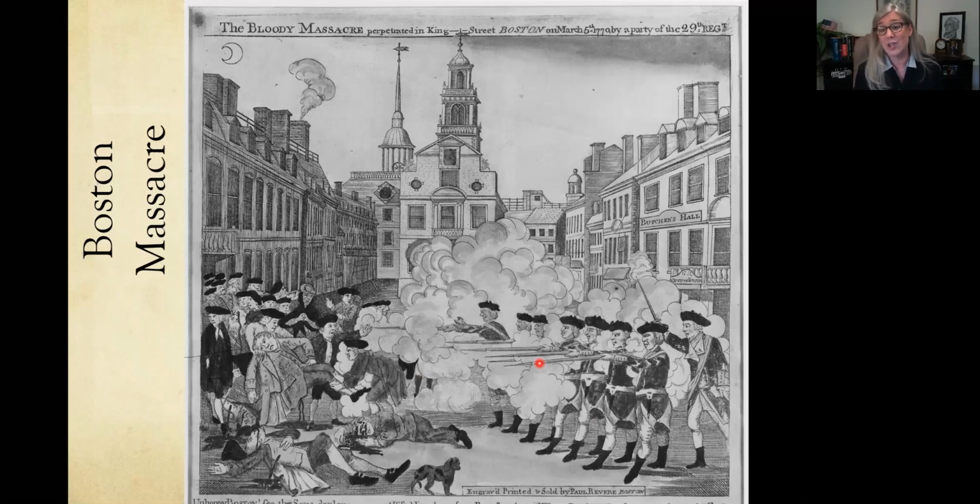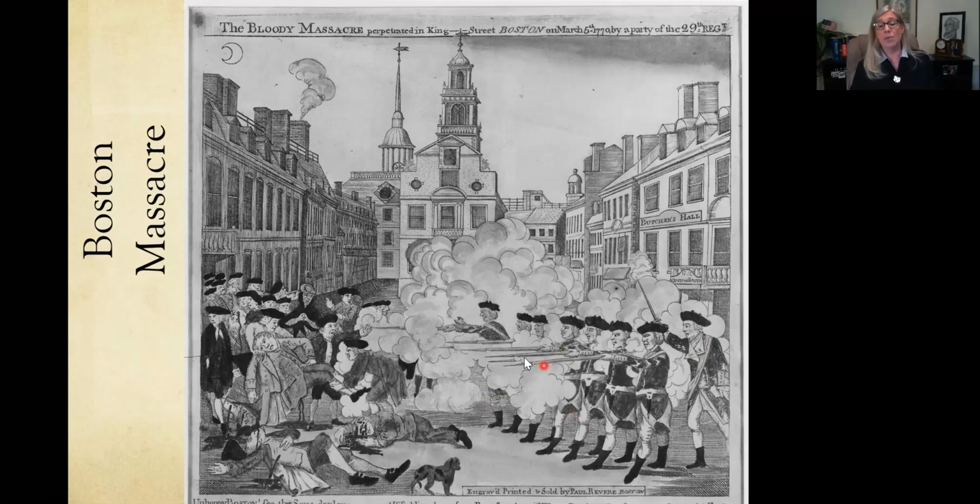But in the end, it turns out that this soldier right here was standing in front of his men. There's no way that he would have given the command for them to fire on this crowd if he were standing in front of them.